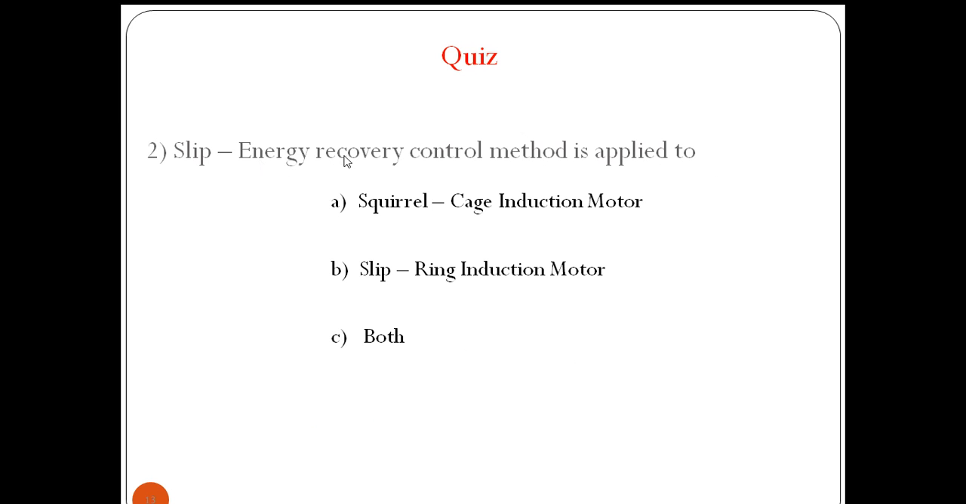Slip recovery control method is applied for: squirrel cage induction motor, slip ring induction motor, both, none. Actually, slip recovery control method and the rotor resistance control method are applied only for slip ring induction motor. So option B.